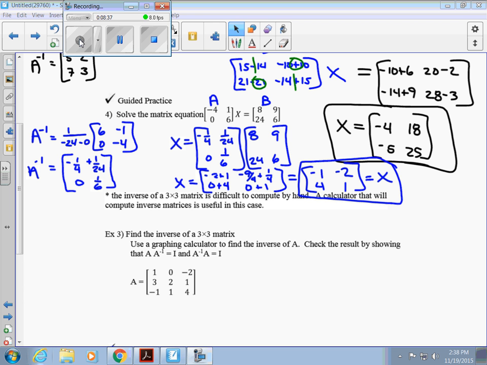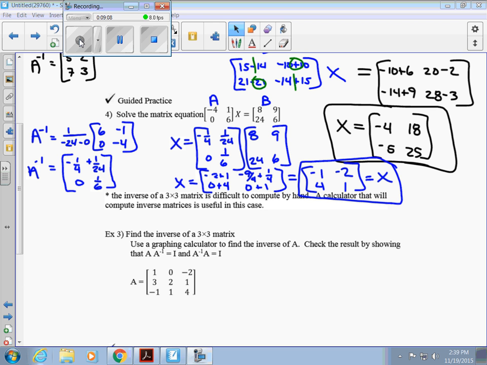So here's the answer to the guided practice question. Notice on the left side here we found the inverse of A, which was negative 1/4, 1/24 in row 1, 0 and 1/6 in row 2. Then we multiplied that to the left side of our B matrix to get what x is. And x is negative 1, negative 2 in row 1 and 4, 1 in row 2. All right, next we're going to look at the inverse of a 3 by 3 matrix.